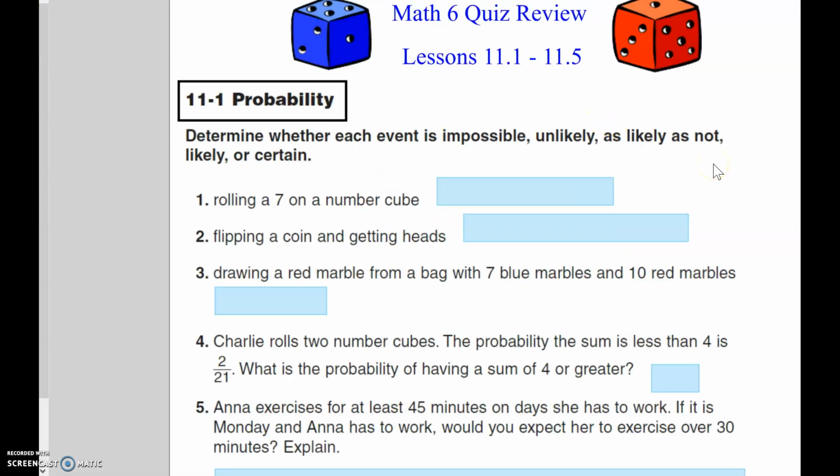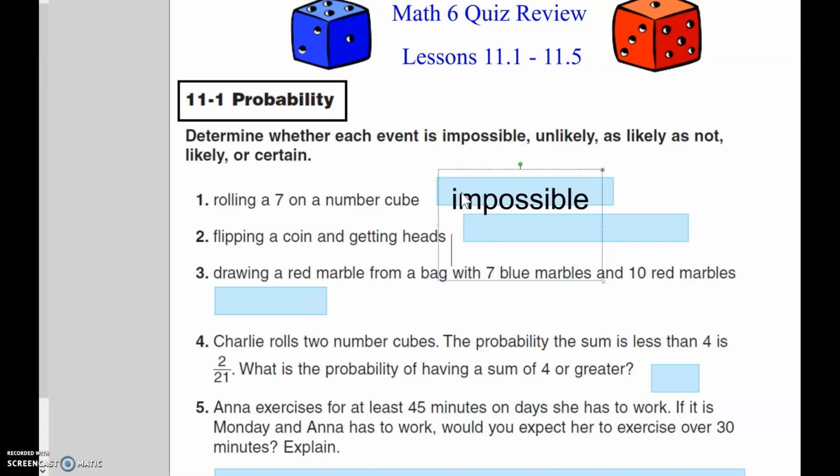Okay. So if you're thinking about a dice has 6 sides. 1, 2, 3, 4, 5, 6. And it says, what's the probability of rolling a 7? 7 isn't on a dice, so that is impossible. So number 1 here is impossible.